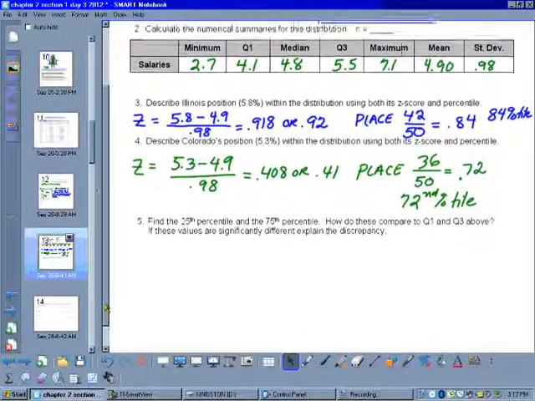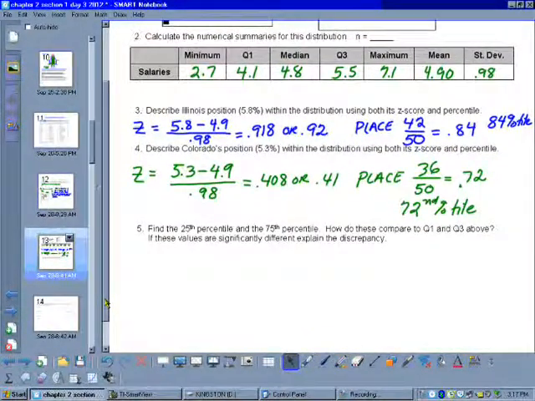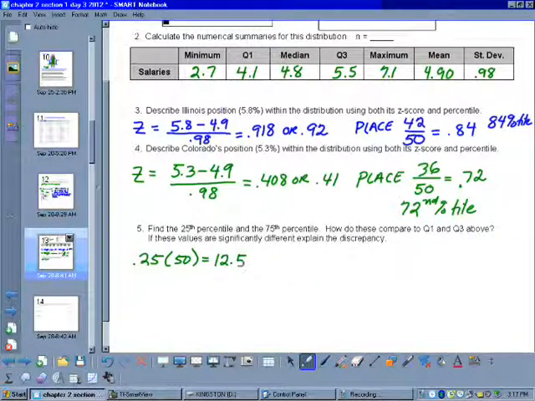The next thing I would like to do is double check to see if my 25th and 75th percentile match my first quartile and third quartile. What I'm doing now is taking a look at the middle part of the data set to see if right in the middle it's behaving as I would expect it to. So the first thing I'm going to do is take 25% times 50 data points. That puts me at position 12.5. We lop off the decimal.